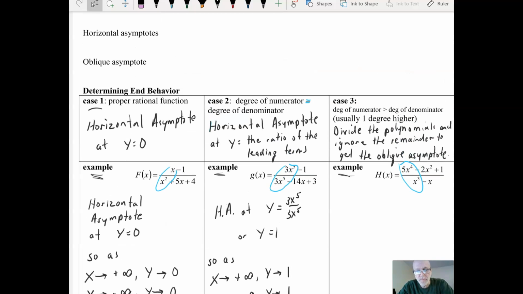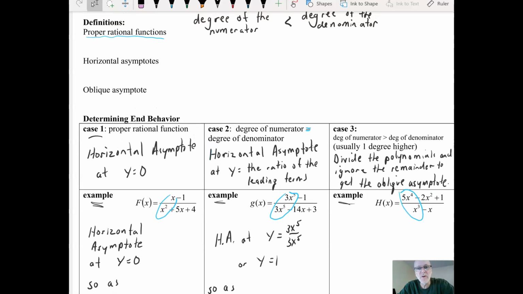Okay? So a horizontal asymptote is just a horizontal line that a function approaches as x goes towards positive or negative infinity. An oblique asymptote is an oblique line that a function approaches as x goes towards positive or negative infinity. Let's just get those out of the way before we do the example for case 3.